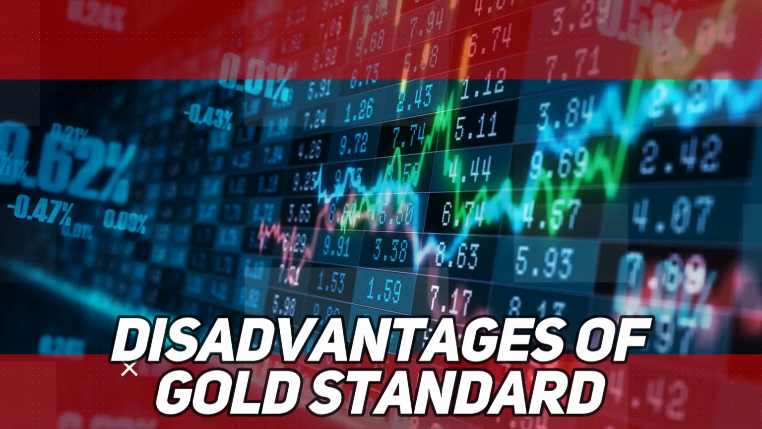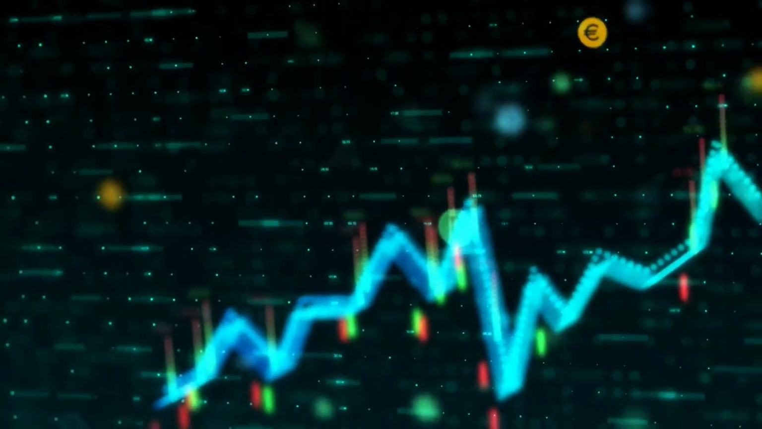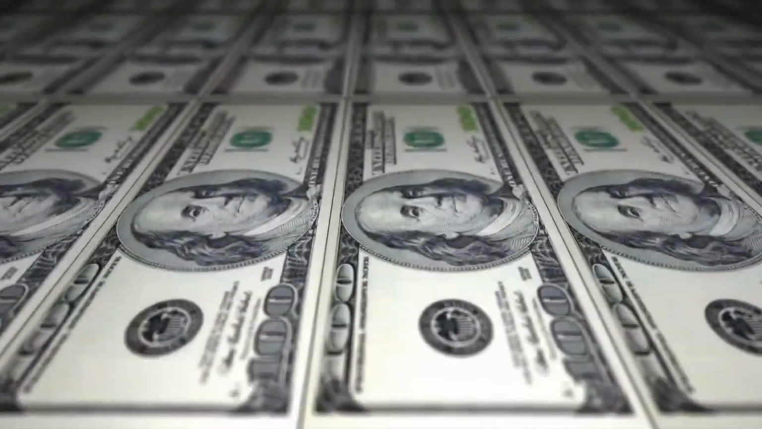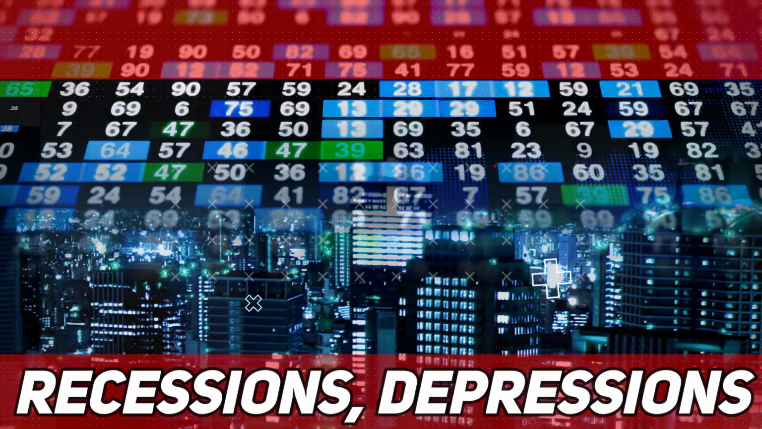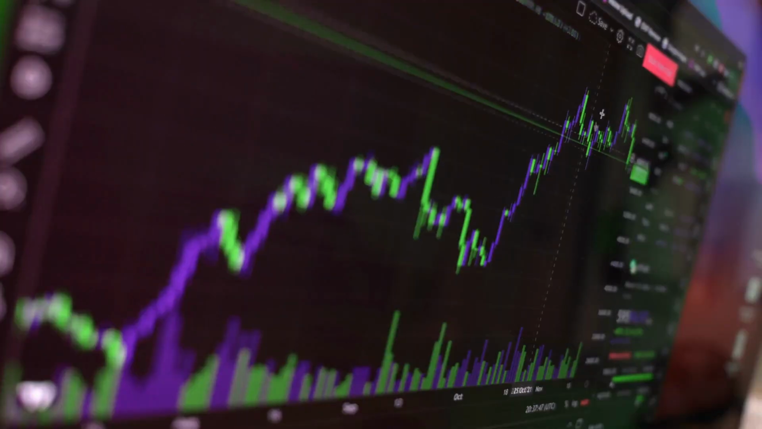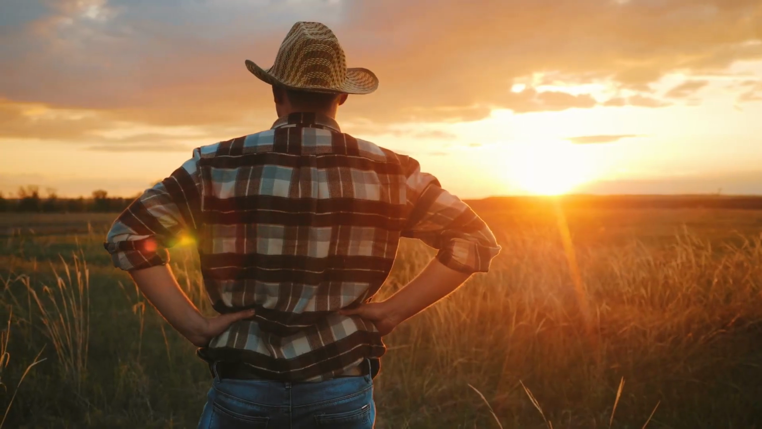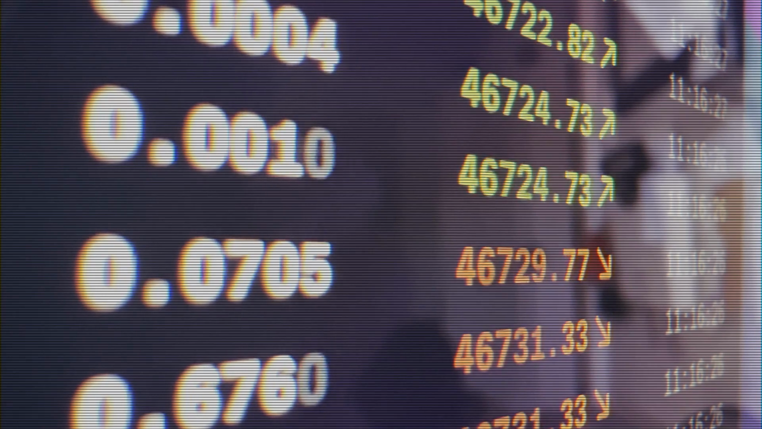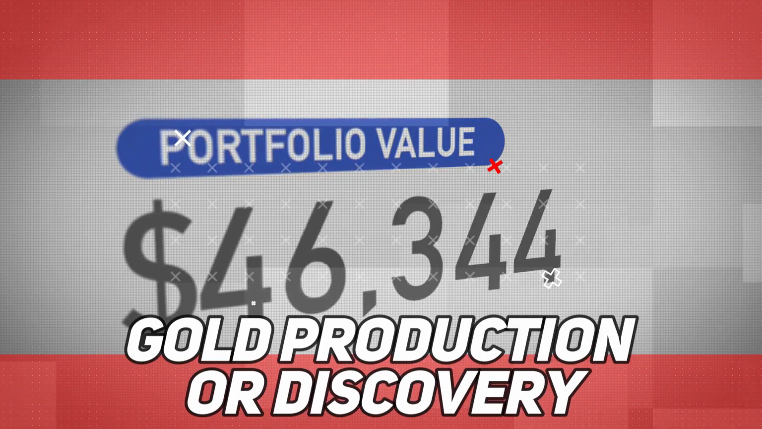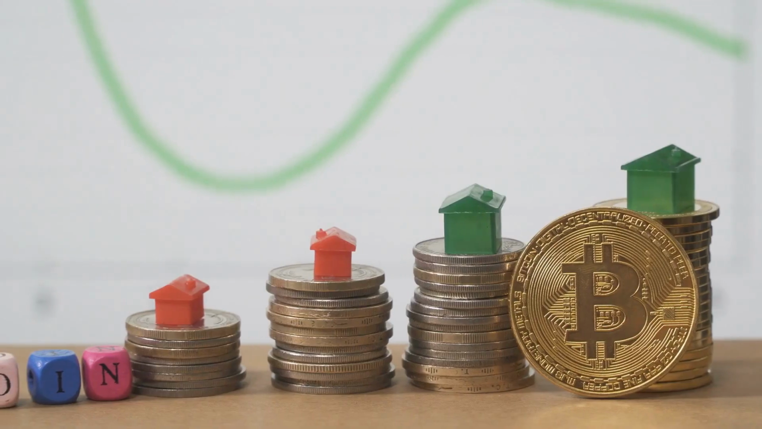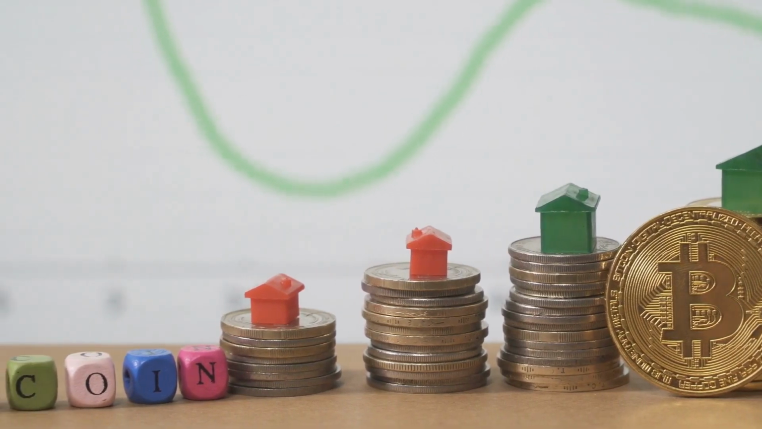Some of the disadvantages of the gold standard are: it restricts the ability of governments to adjust the money supply and interest rates, which can make it harder to respond to changing economic conditions, such as recessions, depressions, or wars. It increases the risk of deflation, especially if the supply of gold does not keep up with the demand for money, or if there is a sudden increase in gold production or discovery. It requires a large amount of gold reserves, which can be scarce, unevenly distributed, or subject to speculation and manipulation.